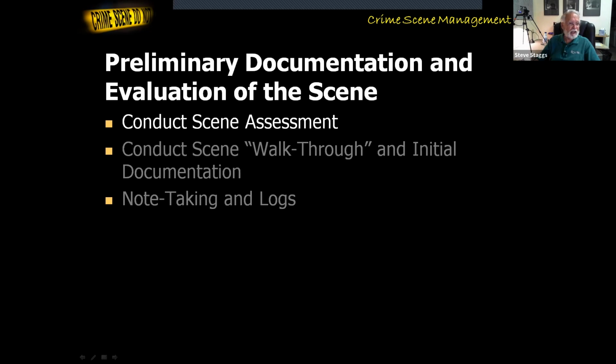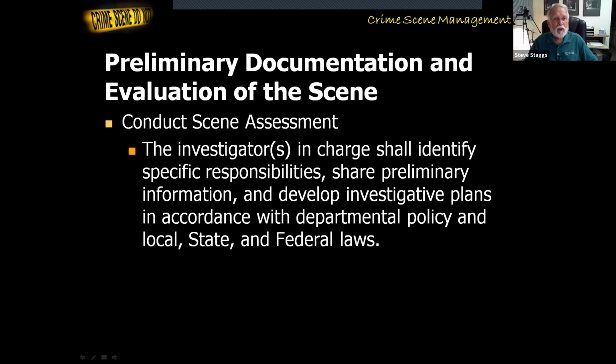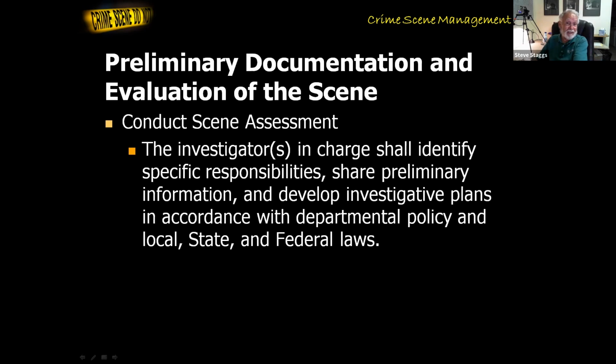The scene assessment. So this is where the investigator takes into consideration all that's there. Do I need CSIs to respond? If I do, how many do I need? Should I make assignments? So the investigator in charge is going to identify responsibilities, share preliminary information with those who arrive to assist, and develop investigative plans in accordance with department policy and laws. And you may be involved in this, you're going to be given an assignment.